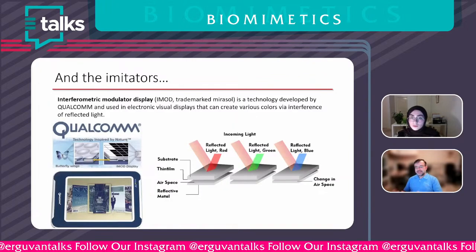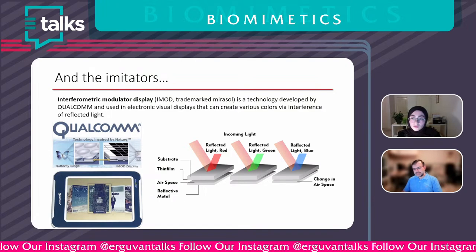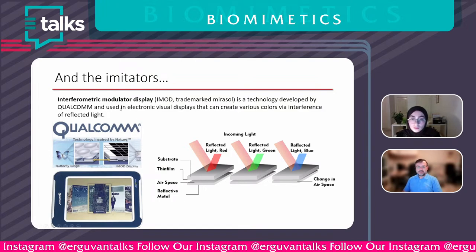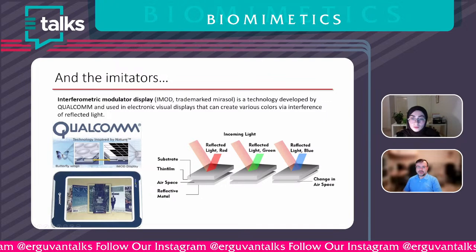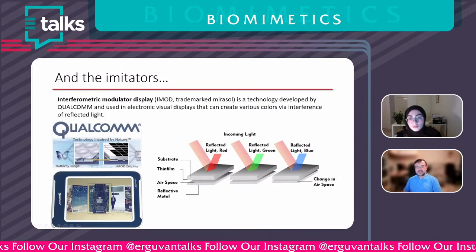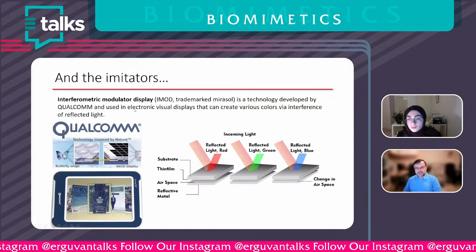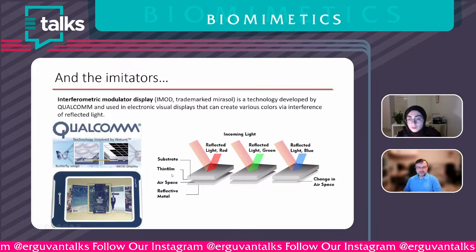And it found an application in electrical engineering or photonic engineering. A company, Qualcomm, probably you have heard of it. They are very big, especially in mobile devices. They invented the so-called interferometric modulator display. So this display could be used on mobile devices.